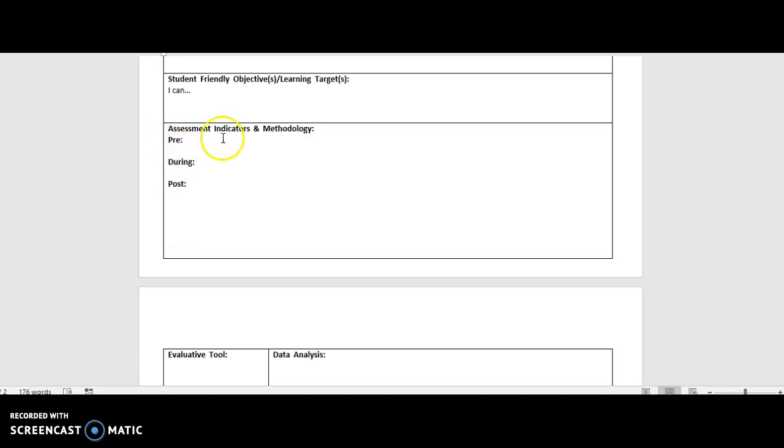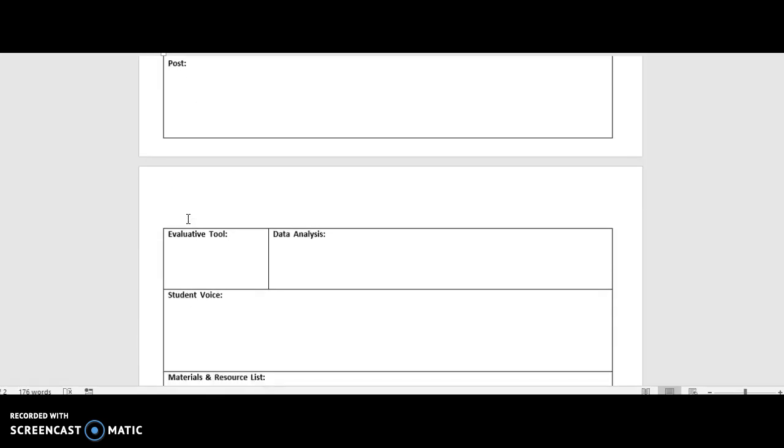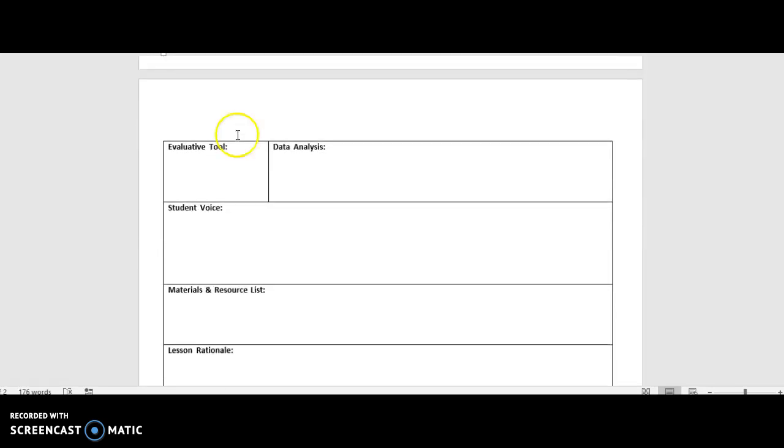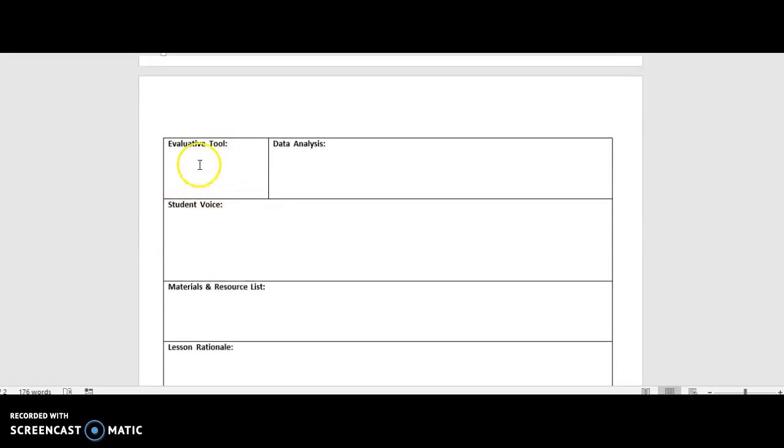This can be a combination of formal or informal assessment. I'm not going to go into great detail with this because you guys have had a whole class about this. But you know what I mean when I say assessment. The evaluative tool you're going to use might be a worksheet, it might be a checklist, some way that you're going to evaluate them.